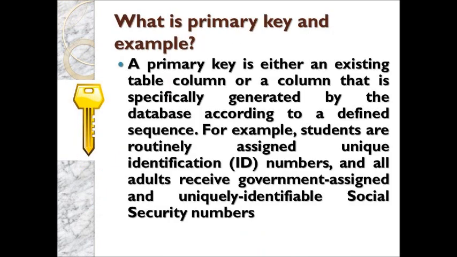Next we have what is a primary key, with an example. Now we consider a primary key with its example. A primary key is either an existing table column or a column that is specifically generated by a database according to a defined sequence. There is a certain sequence in which a primary key is defined in a database. For example, students are routinely assigned unique identification numbers and all adults receive government assigned and uniquely identifiable social security numbers.